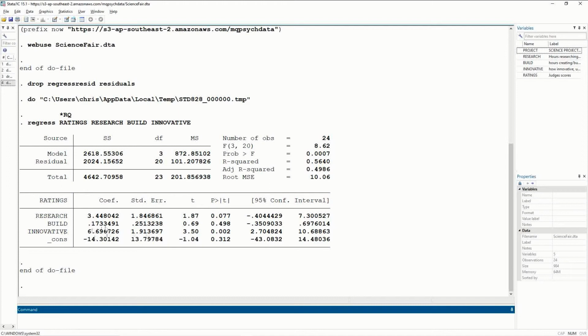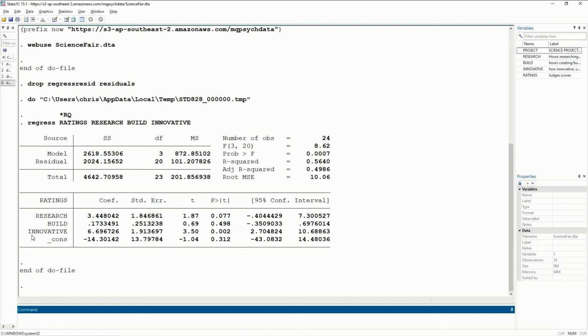Okay, if we look at build, we can see build has a coefficient of 0.17. So for every 1 hour extra of building time that you have, your ratings increase by 0.17 units. It's not very much at all, and that's controlling for the number of hours spent doing research and the level of innovativeness of the model. That has a small standard error, a t less than 1, and it's non-significant. And again, we can see 0 in the confidence interval here.